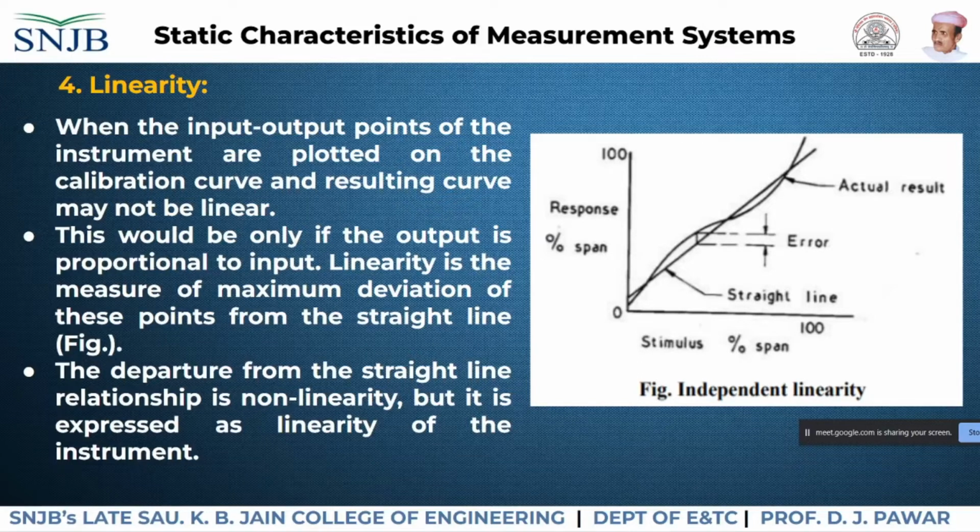हा जो गॅप दिसतोय ना स्ट्रेट लाईन मध्ये ऍक्च्युअल रिझल्ट मध्ये, that is called as linearity. That gap is called as linearity. The departure from the straight line relationship is non-linearity, but it is expressed as linearity of the instrument. That means the actual result we are getting is not as straight as the straight line of input output relation. This is actually non-linearity. हा त्याचा ड्रॉबॅक आहे. But while measuring, it is known as the linearity of the measurement systems. Okay, आपण त्याला निगेटिव्ह वेने घेत नाही, though we are getting a negative result in the graph. इथपर्यंत कळालं?